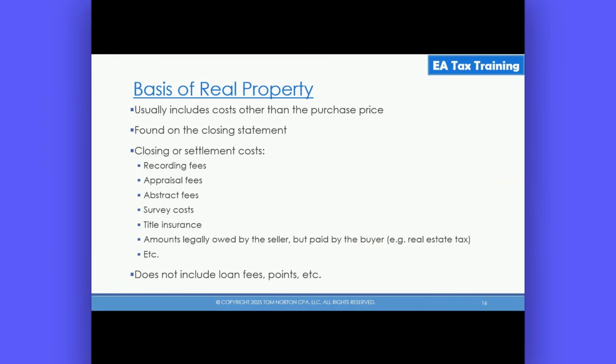One thing you do not include, though, are loan fees and points. So you may have borrowed money in order to purchase this real estate, and you may have to pay loan fees or points when you get that loan. But the loan is a separate thing from the property. So we do not include those loan fees and points in the basis of the property itself.